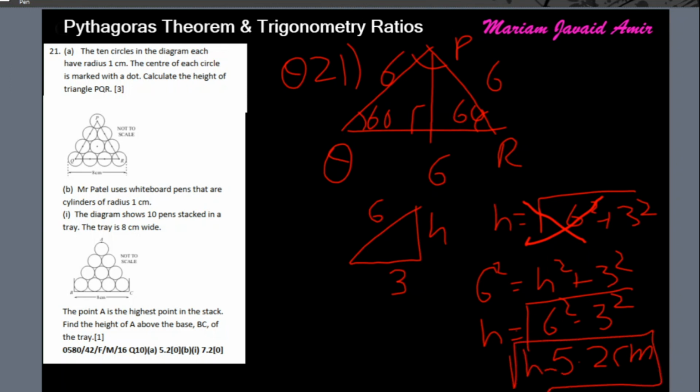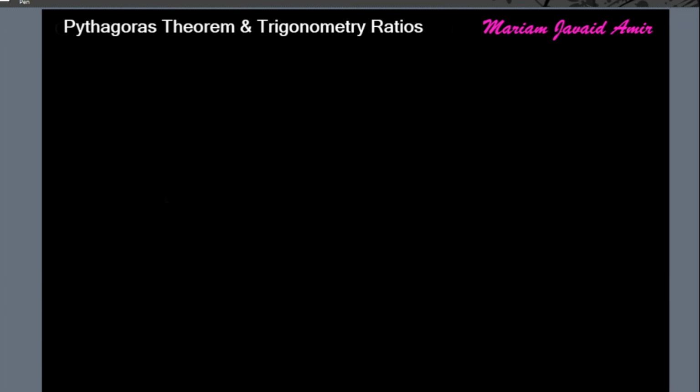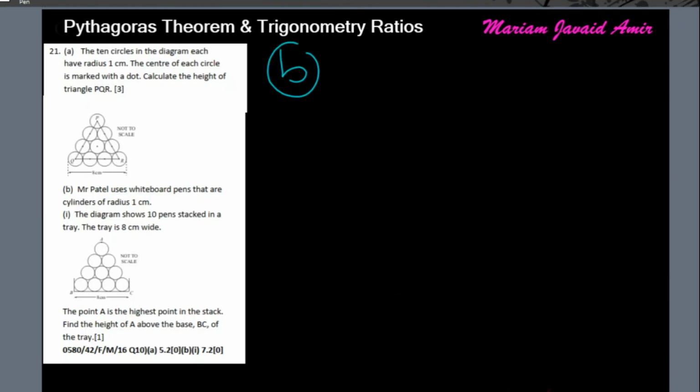Part B. Mr. Patel uses whiteboard pens that are cylinders of radius 1 centimeter. The diagram shows 10 pens stacked in the tray. The tray is 8 centimeters wide. Point A is the highest point in the stack above the base BC of the tray.